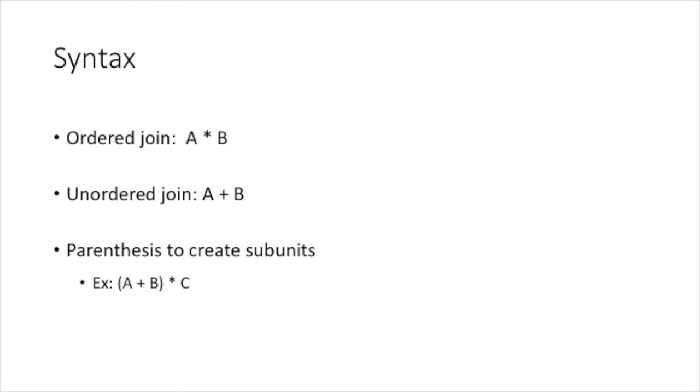First, we have the syntax. The user is able to specify an ordered join with an asterisk, which means that the two parts must be assembled in that order. Alternatively, the user can specify an unordered join with a plus sign, in which both parts must be present in the assembly, but their order is not important. Also, the user can place parentheses over parts of their sentence to create a subunit that would be assembled into an intermediate part before dealing with operations outside of the parentheses.